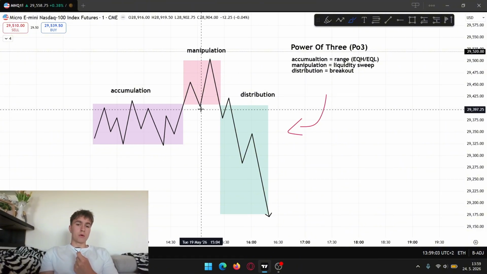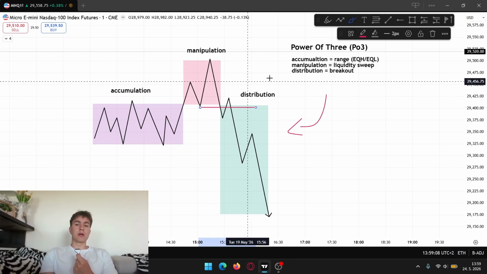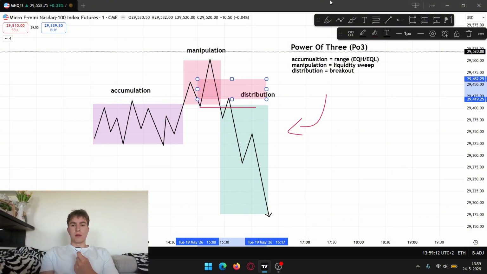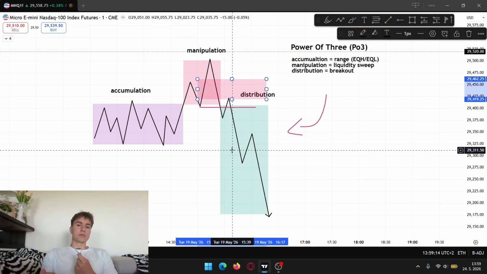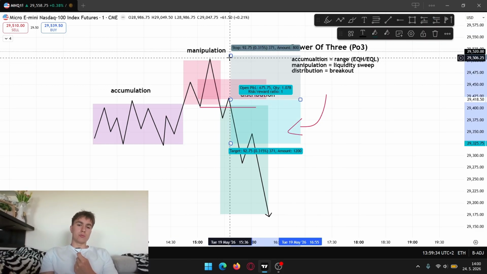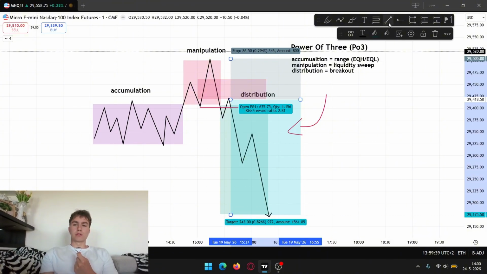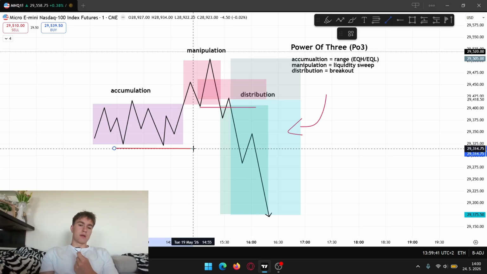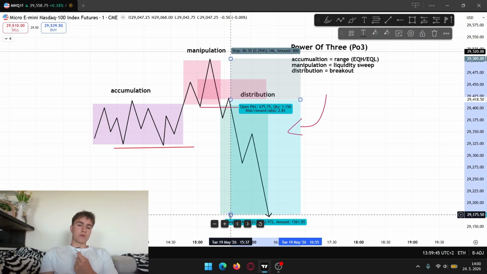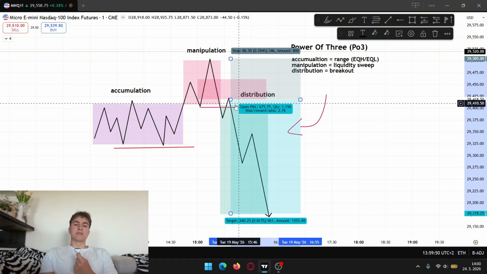During this manipulation, we want to see an entry model play out. This could be a structural change or even some kind of inverse fair value gap to the downside, or basically in the opposing direction of that manipulation. Then we want to enter from that entry model in the opposite direction of the manipulation, and we want to target the equal lows below that accumulation during the pre-market. We could also take partials off and leave the rest of the position as the distribution.